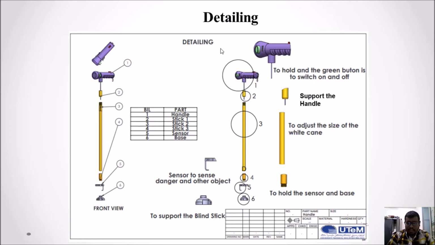Second is stick 1. The function of stick 1 is to support the handle. And here we go, stick 2. The function of stick 2 is to adjust the size of the white cane. And the function of stick 3 is to hold the sensor and base. The function of the sensor is to sense danger and other objects. And lastly, the base. It gives more support to the user when the user puts the blind stick on the ground.